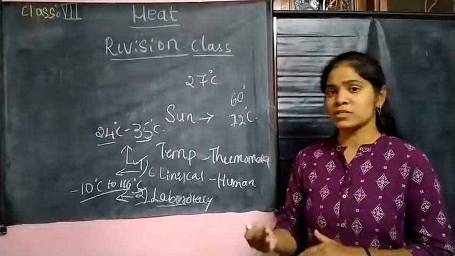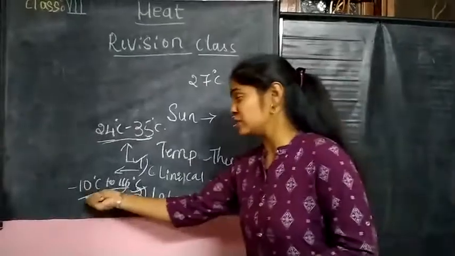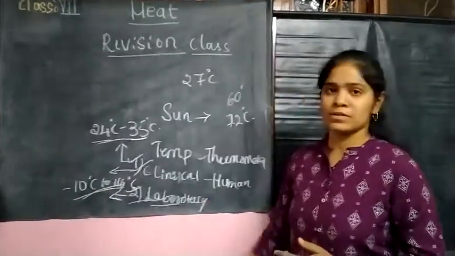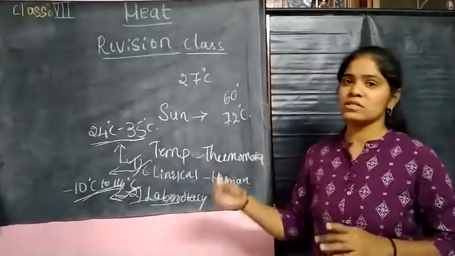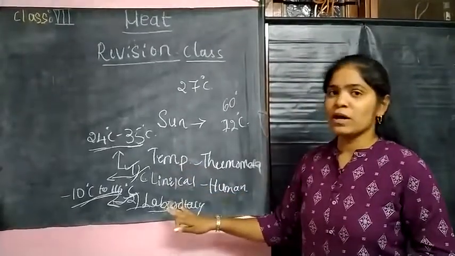The difference is that you should write the temperature range of these two thermometers. This one is used in clinical purposes or in the medical field only, and this one is used for laboratories and industries. Okay, so these are the types of thermometers.